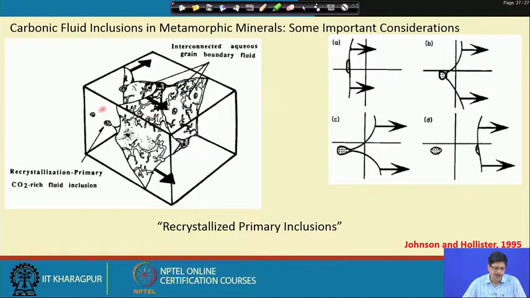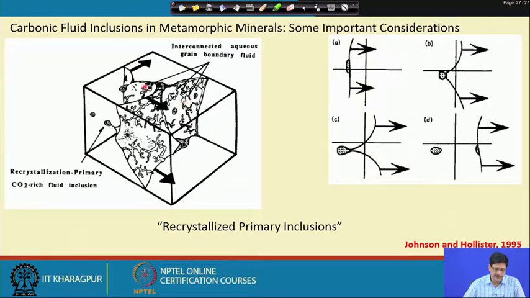It is also proposed that these inclusions, which are the pure carbonic inclusions, result from the unmixing of the aqueous and the carbonic part during such a recrystallization process. It helps in splitting up the homogeneous aqueous carbonic fluid, and the aqueous part of it, because of its acute wetting angle with the host mineral, gets aligned on the micro cracks which are generated later.